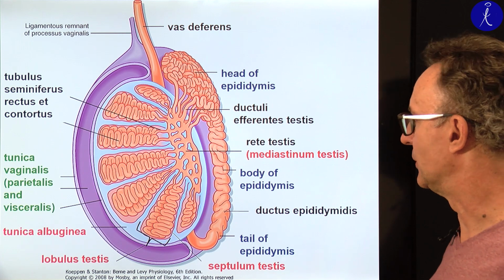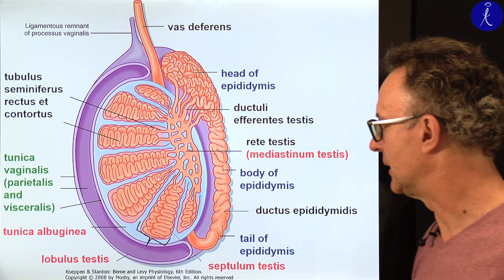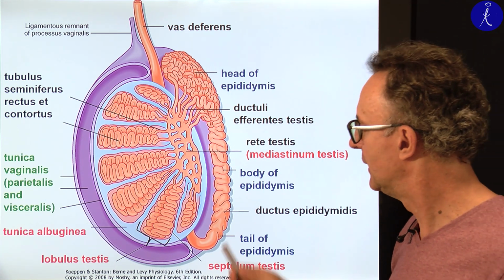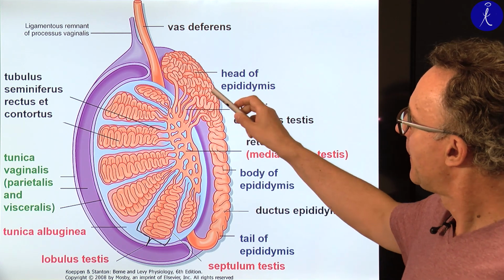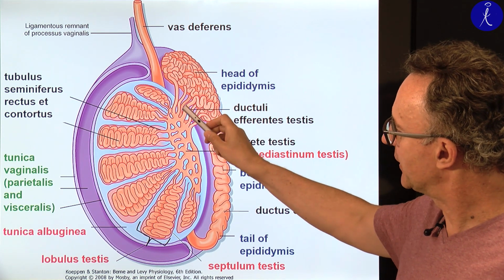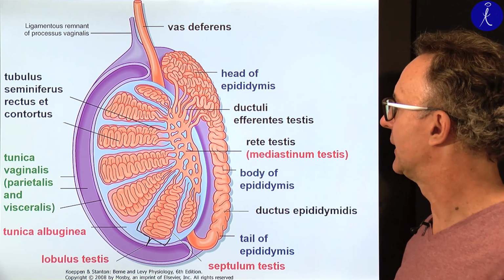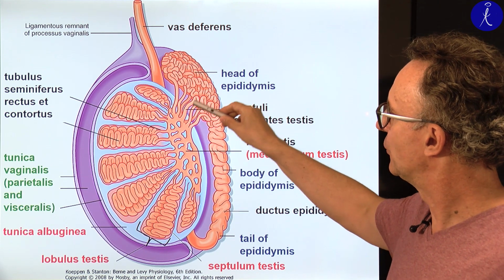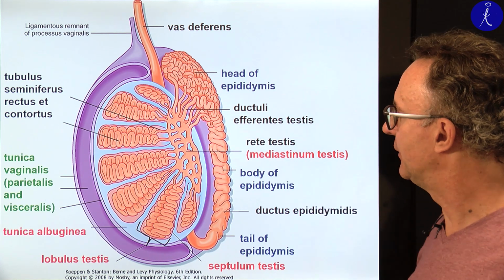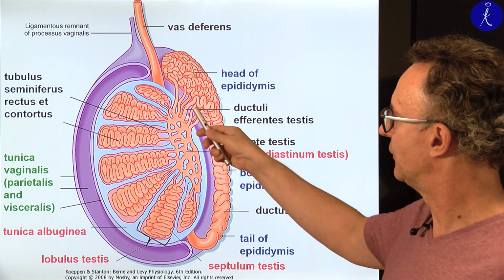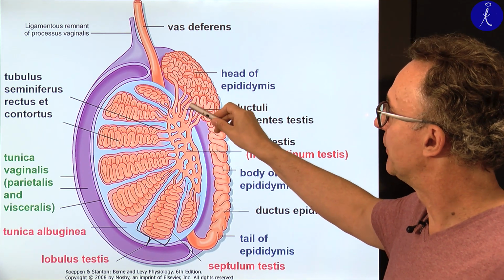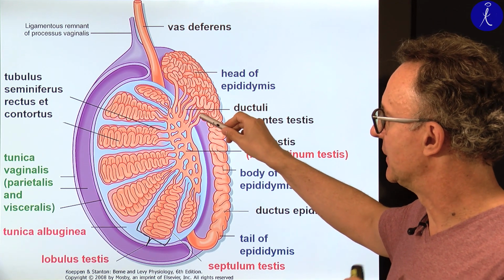So it's not related to the term of the mediastinum, what we studied otherwise in the thoracic cavity, it is another mediastinum. And until this point it was the testis, and then the rete testis continues towards the epididymis via the efferent ducts of the testis, but it is already part of the epididymis head.